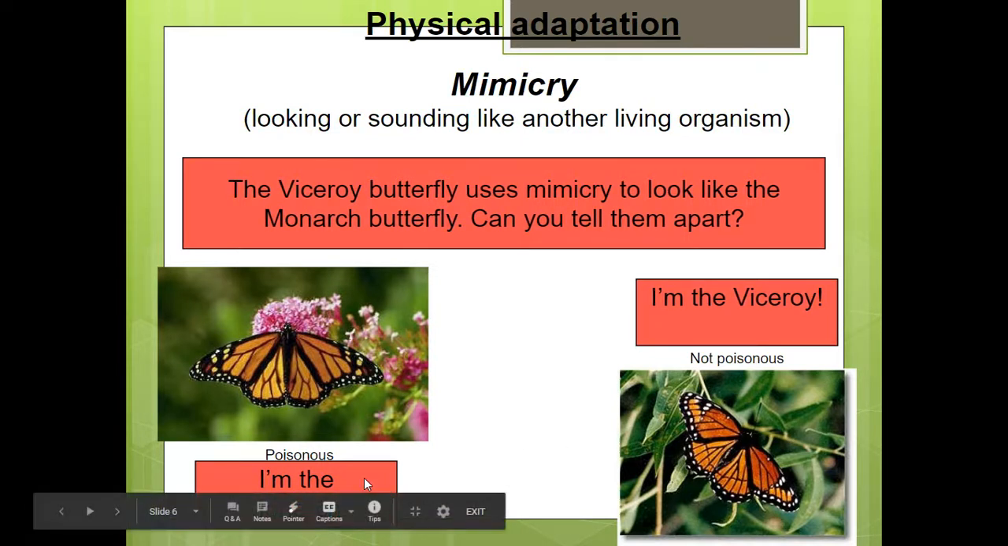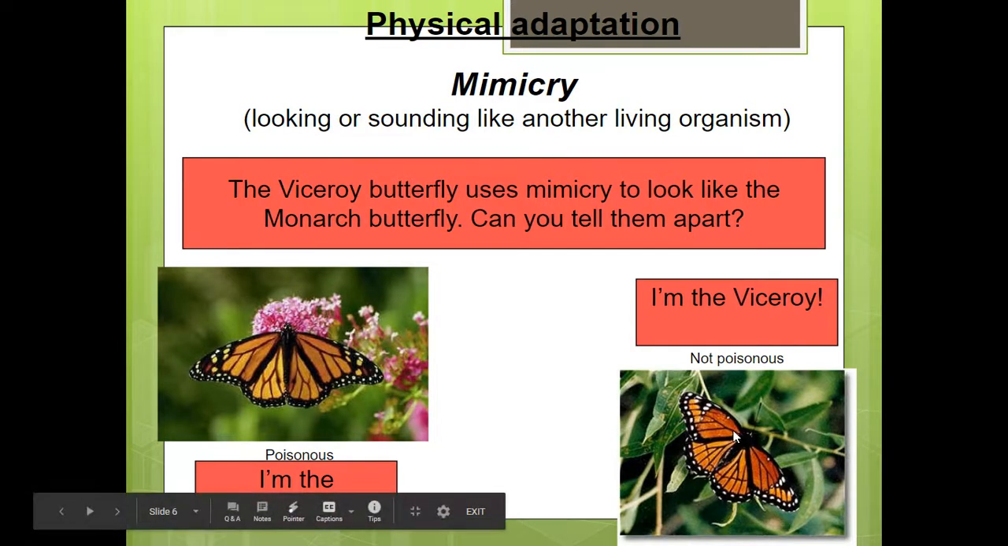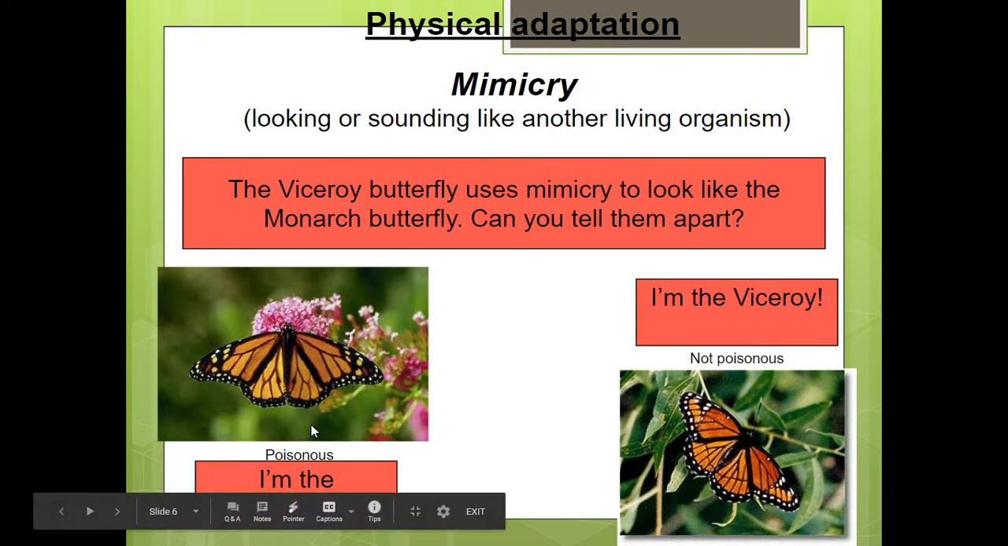This one is the monarch butterfly, and it is poisonous. This butterfly right here is a viceroy, and it is not poisonous. But when a predator approaches and maybe thinks about eating that butterfly, it's going to think, ooh, no, this butterfly looks like it's poisonous, right? I'm not going to eat that because otherwise I'm going to get sick. But really, the viceroy is not poisonous. It just looks like the poisonous one.